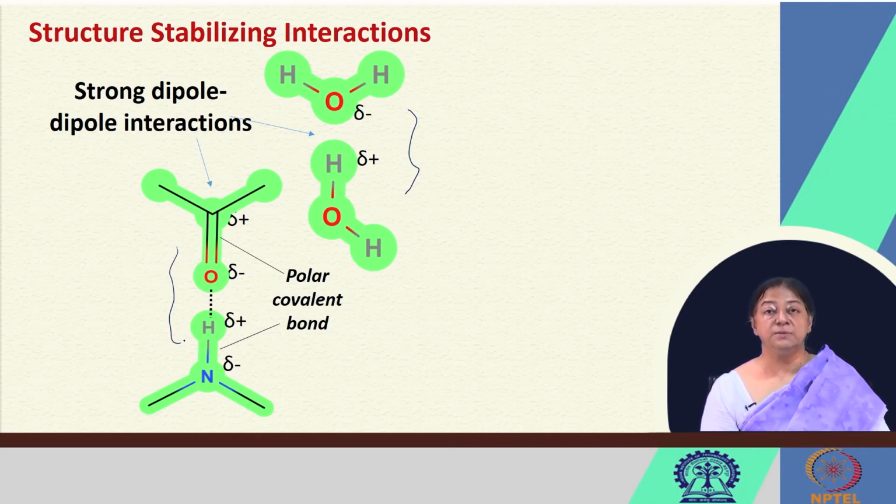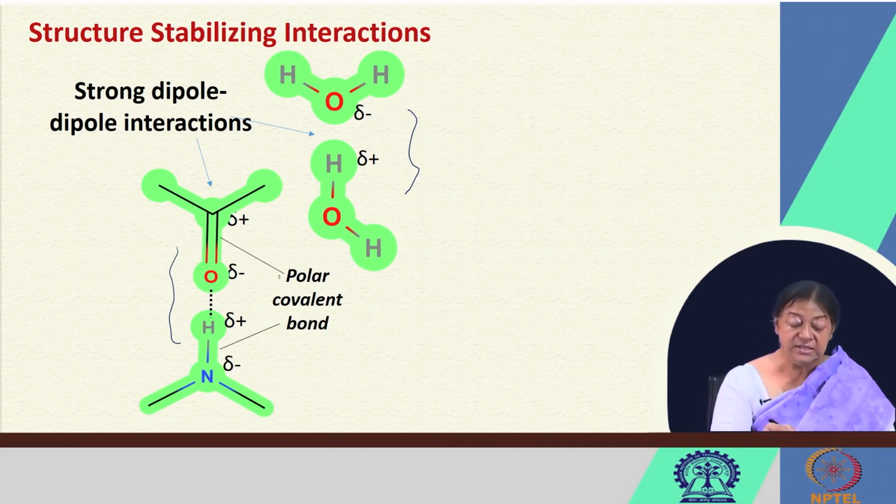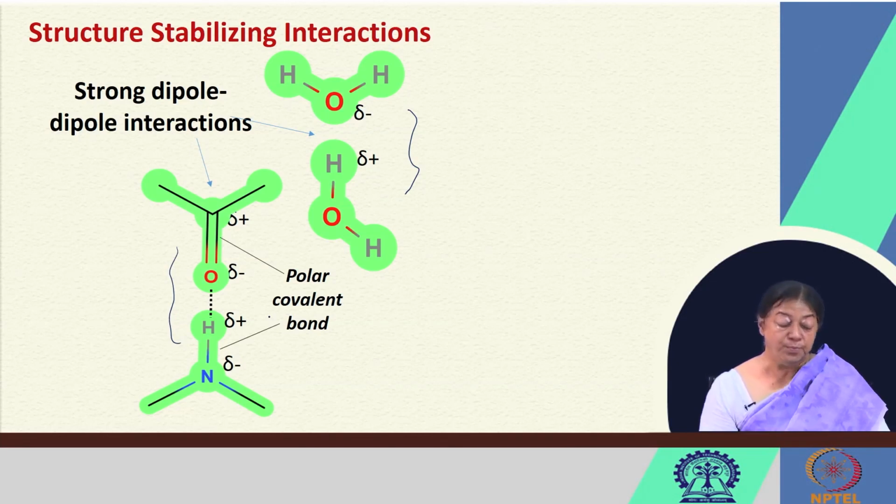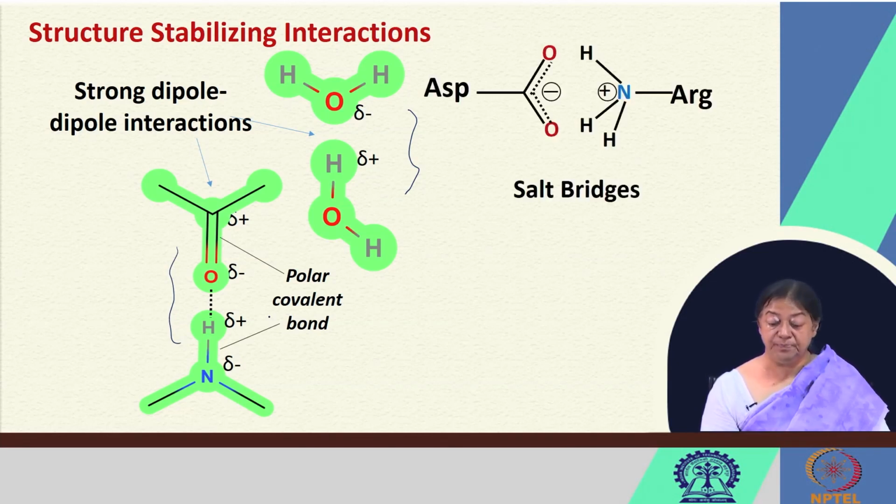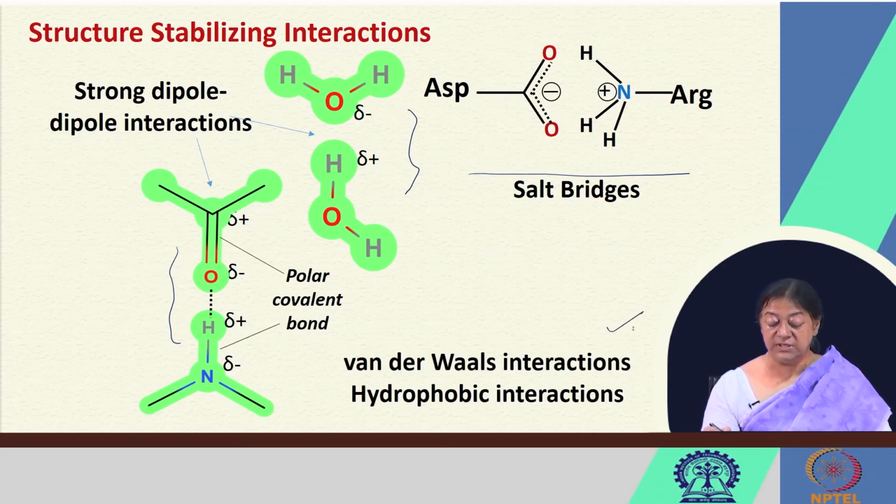So, whether we are looking at a beta sheet, or the strands of the beta sheet connecting together, or in the alpha helix, we see this sort of interaction between them. The other salt bridges that are observed are between the acidic and the basic amino acid side chains. In addition to this, we see van der Waals interactions and hydrophobic interactions. All of these are structure stabilizing interactions.